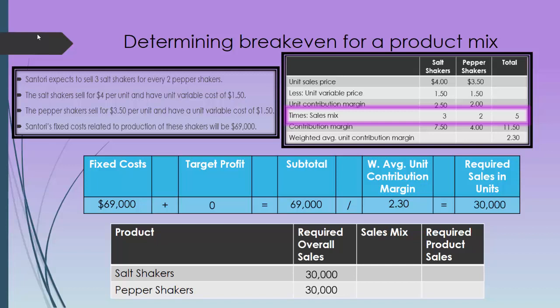So let's take our required sales overall and multiply it by 3/5. And let's take our pepper shakers and multiply that by 2/5. And when we do, we get 18,000 salt shakers that we have to sell and 12,000 pepper shakers. And if you wrap your head around it for a second, it kind of makes sense. If we have to sell 30,000 units and we think 3/5 of those units are going to be salt shakers, well, that means we're going to have to sell 18,000 salt shakers. And then whatever's left over, which is the 12,000 units left in the bundle, becomes our pepper shakers.